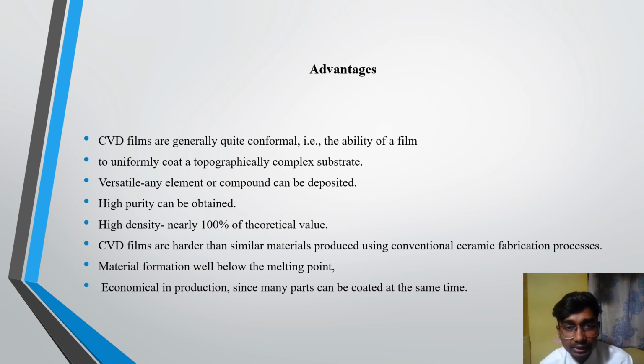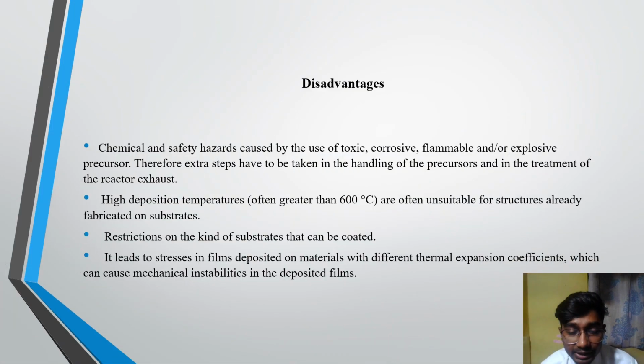Next, let's look at the disadvantages of this process. The chemical and safety hazards are caused primarily by the use of toxic, corrosive, flammable, and explosive precursors. Therefore, extra steps have to be taken in the handling of the precursors and in the treatment of the reactor exhausts.